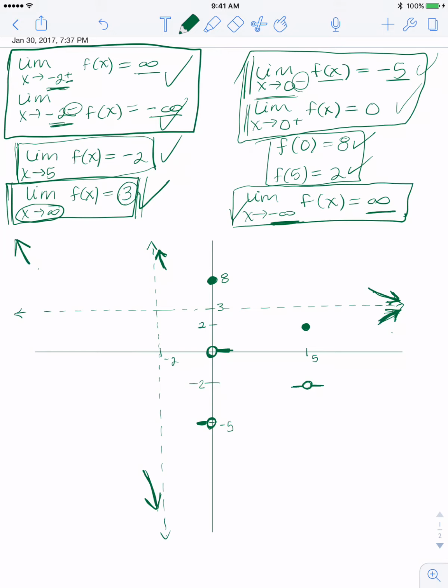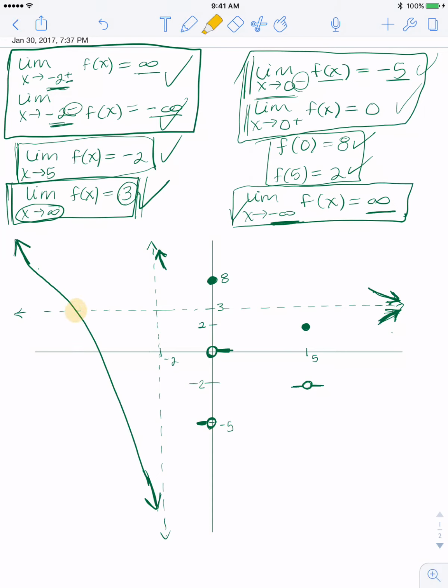Now all I need to do is connect this in a way that makes it a function. Sometimes this can seem kind of hard because there's so many options. There's infinitely many functions that we can draw of this kind. We just need to make sure that the conditions that we have drawn are satisfied. So I'll go ahead and connect these two pieces.